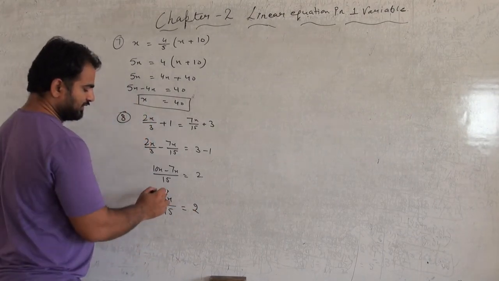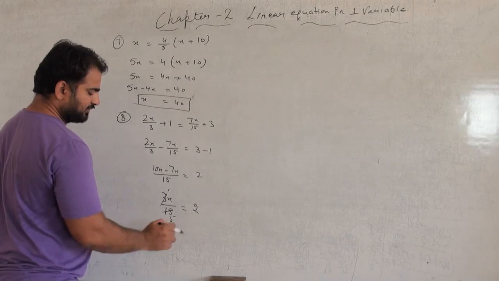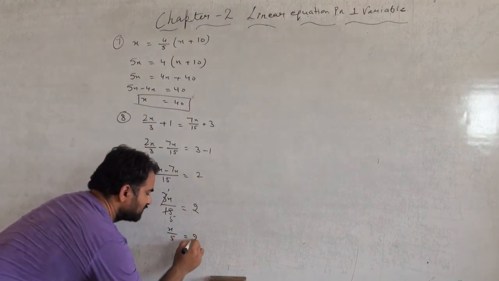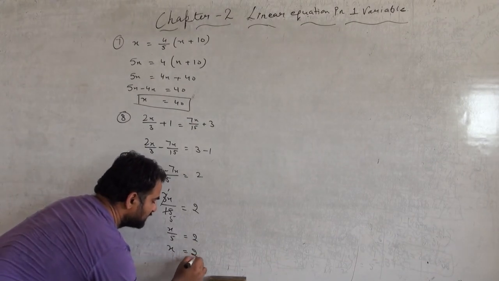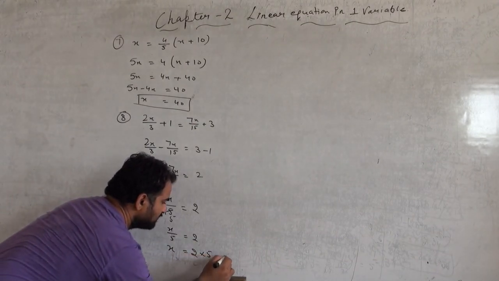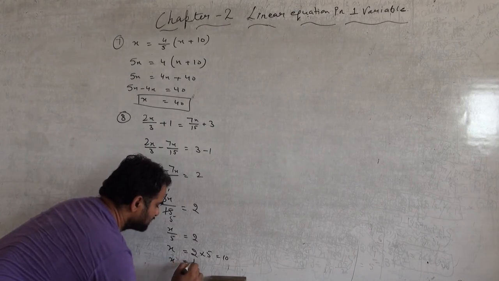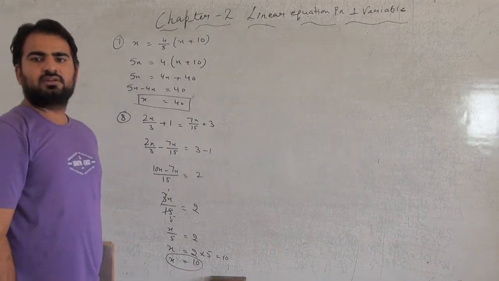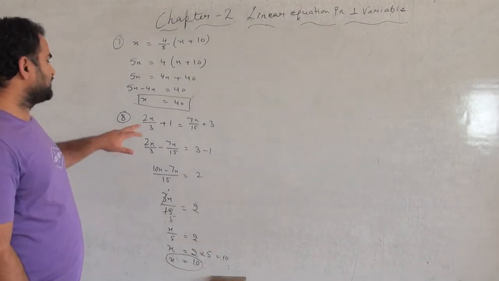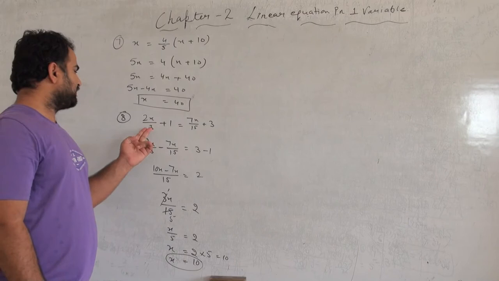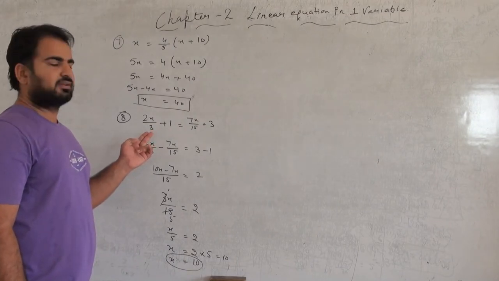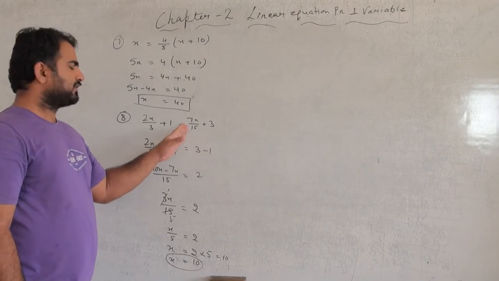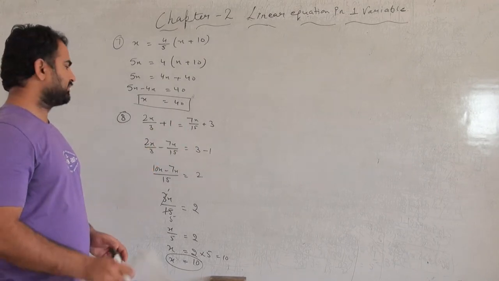So we can divide: 3 ones are 3 and 3 fives are 15. So it will be x upon 5 equals 2, or we can say that x equals 2 multiplied by 5 equals 10. So x equals 10. This is the final answer. Okay. So what we have done is just place the variable on the same side, whether on the left hand side or the right hand side.